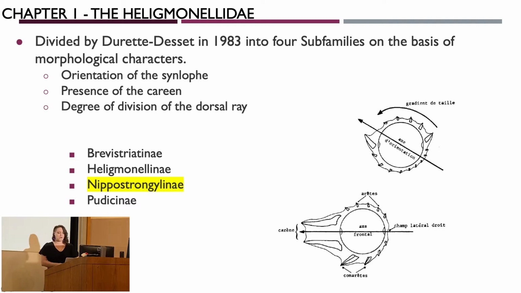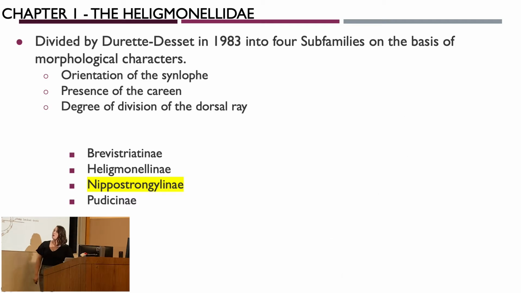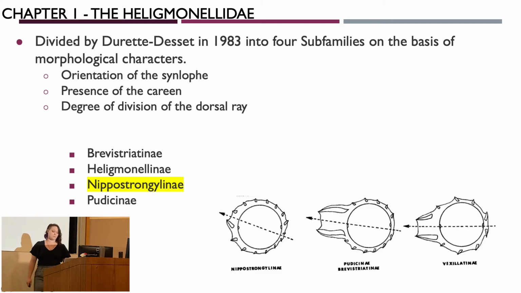So this is the orientation of the synlophe. Here we have 2 diagrams. I apologize that they are in French. Here's a synlophe. This is made by making a cross-section of the worm. From here, we can look at the synlophe and these things called arêtes, or they will be called ridges today. We also look at the presence of a crine. This is just an extension of the cuticle with modified ridges. And we also look at the degree of the division of the dorsal ray.